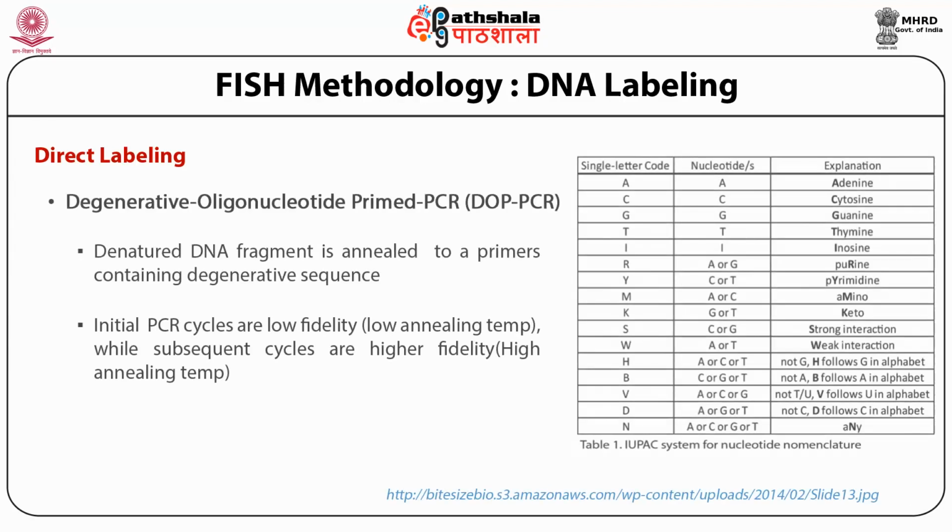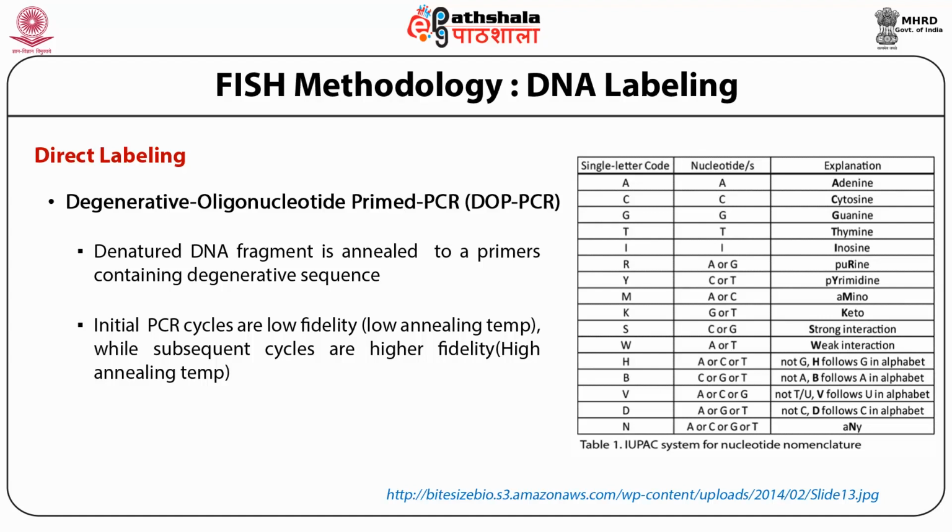The third method is degenerate oligonucleotide primed PCR. In this case, instead of using random oligomers, hexamers, octamers, we use primers which are degenerate. For example, instead of having a G or T at a specific location, we can have R, which is shown in this table. That means R can be either A or G. Similarly, we can have H instead of a dNTP, which can represent A, C, or T.